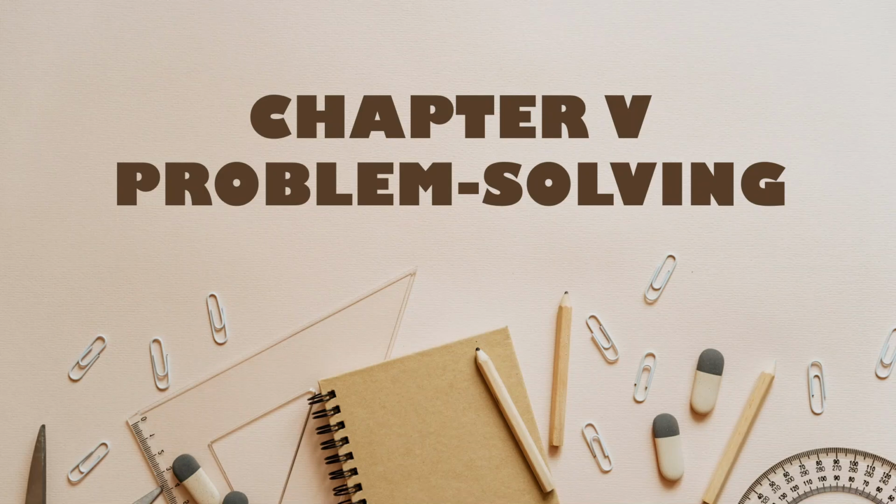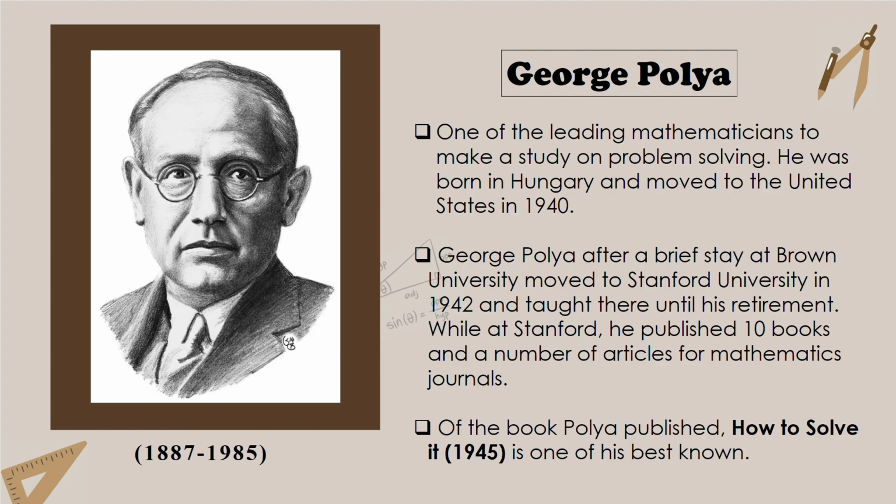In this chapter, we're going to tackle problem solving. To start, for introduction, one of the leading mathematicians to make a study on problem solving was George Polya. He was born in 1887 and died in 1985. He was born in Hungary and moved to the United States in 1940.